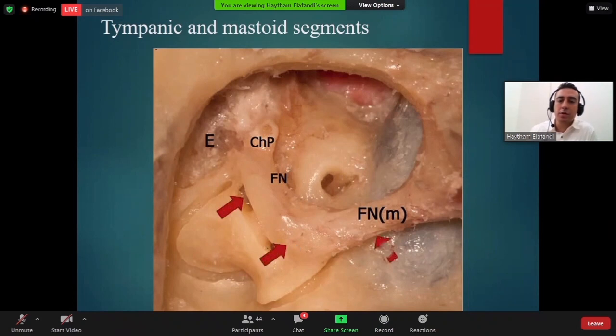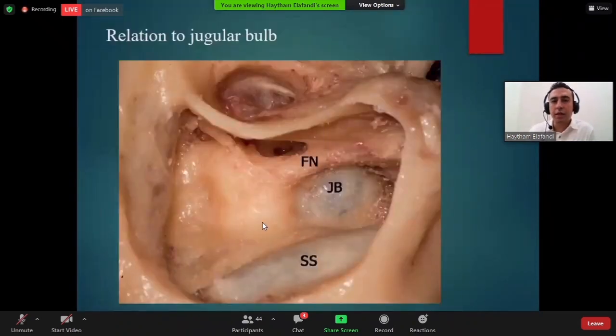And here is the mastoid part, the vertical part of the facial nerve. Here is the round window, the promontory. Here's the oval window, stapes was removed. You can see here also the lateral canal, the posterior canal were drilled out to show the relation between them and the facial nerve. Here also we can see the facial nerve exposed and the short process of incus, in relation to the jugular bulb.